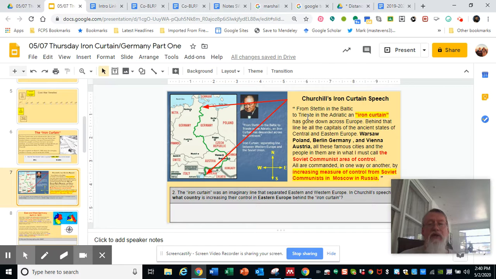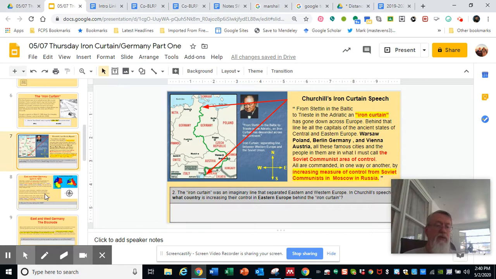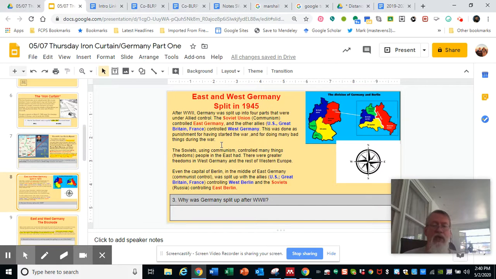Then here's an excerpt, a little tiny part from a Churchill speech where he actually, and you know who Winston Churchill is, he actually used the term Iron Curtain. So again, I advise you, before you think of the answer, to read the question, go through the source, and then get your answer. And then you get into East and West Germany being split, and you see here's Germany.